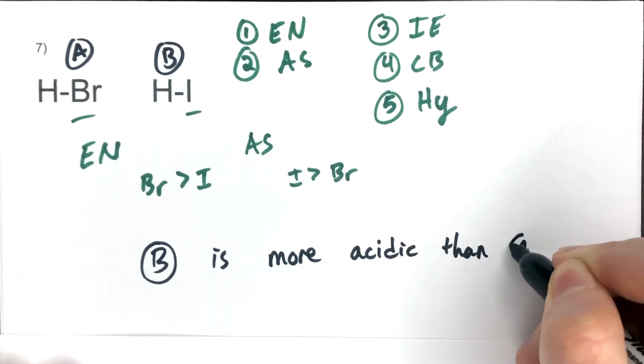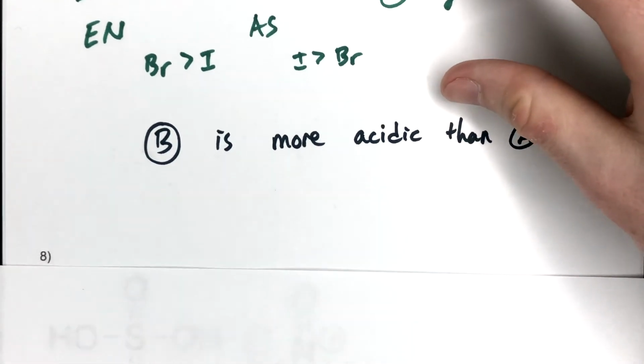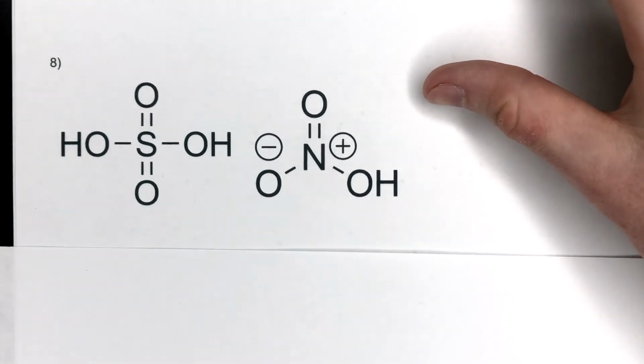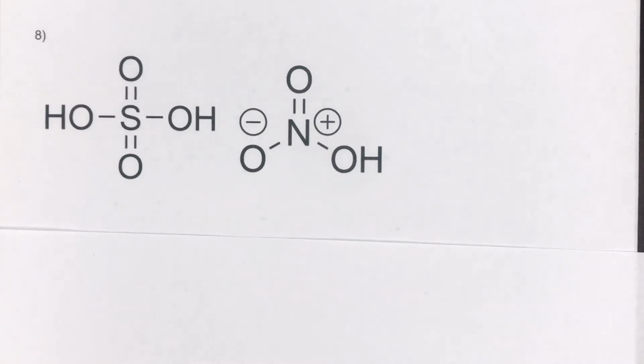Or in other words, B has a lower pKa than A. Okay, let's move to the next question. So here we're showing the structure of H2SO4 and of HNO3.